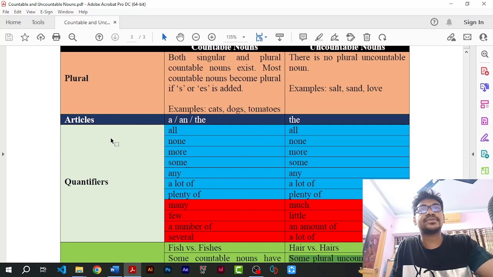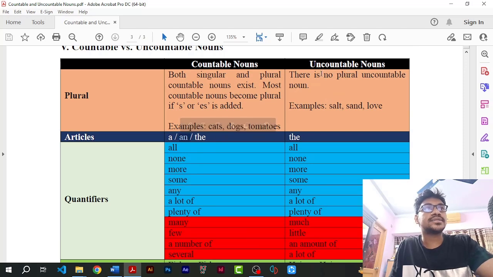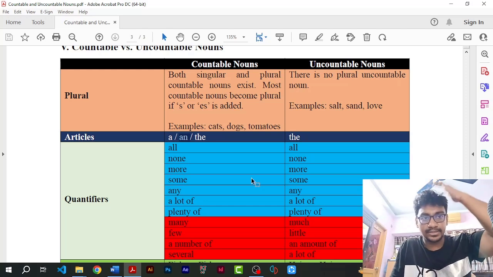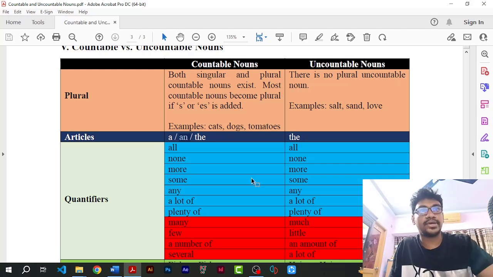Now let's go to the quantifiers and also the articles. So we all know that the word a or an cannot be used before uncountable nouns. Can we say there is a sand here? No. There is a sand grain, we can say. Can we say I have a hair? No. Normally we mean our whole head of hair. So a or an cannot be used in front of uncountable nouns.